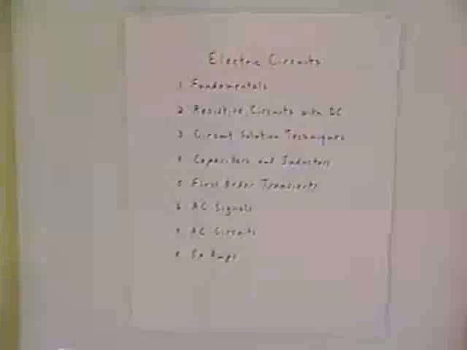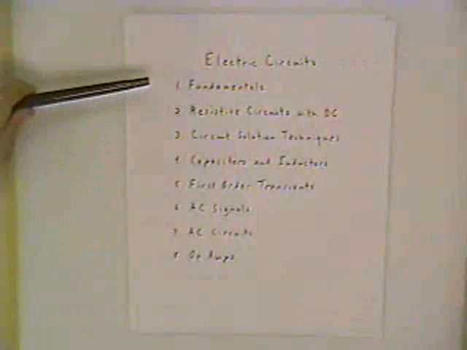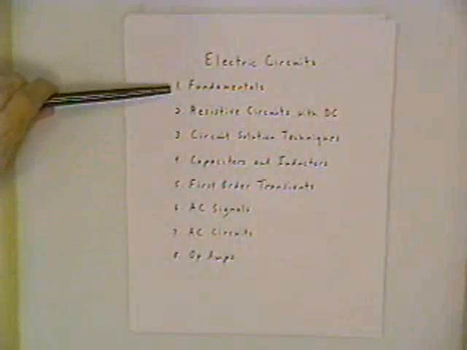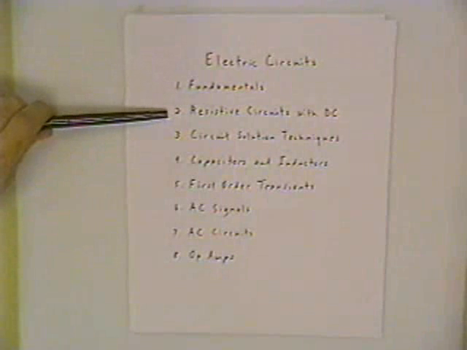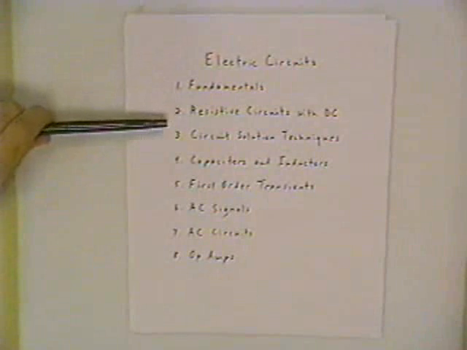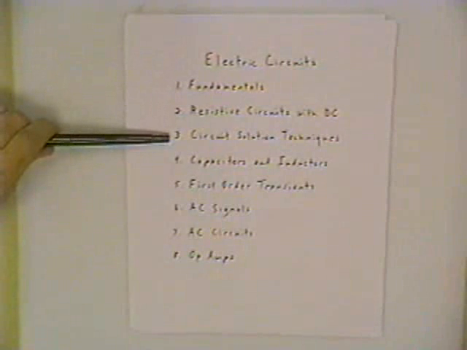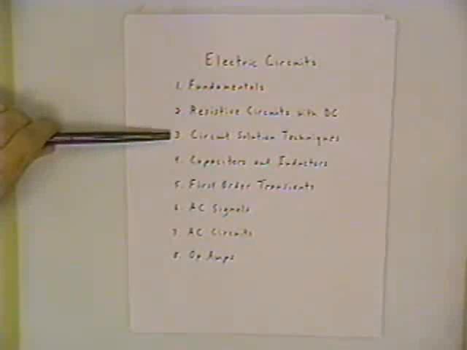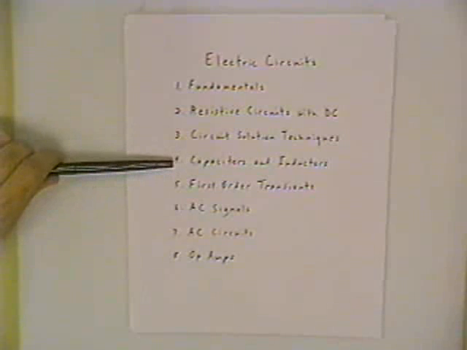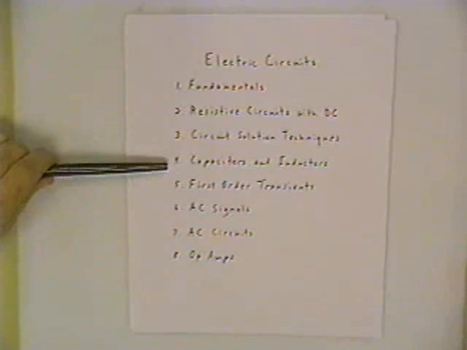What I have on this first sheet is an outline of the talk. We're going to talk about fundamental definitions, resistive circuits with DC sources, and then we're talking about solution techniques here in section 3 using resistive circuits, but these solution techniques also apply to transient and AC circuits. I'll mention capacitors and inductors, their mathematical models, and also their physical properties.